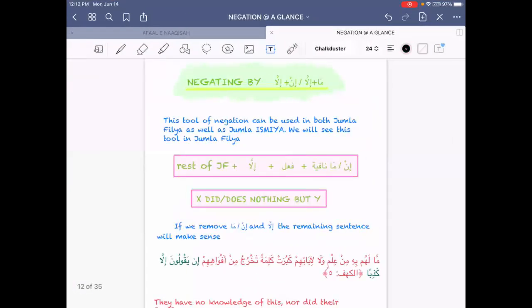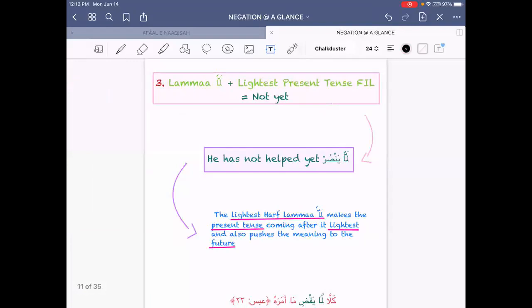Okay. Sister, this is past tense with the lamma also, or lam? No, lamma. Lamma comes with present tense as well as past tense. Okay. But the meaning changes accordingly.